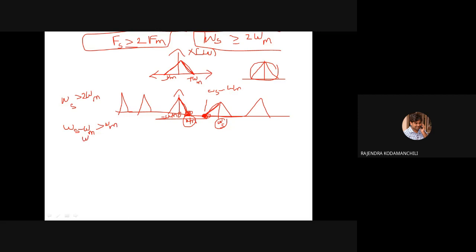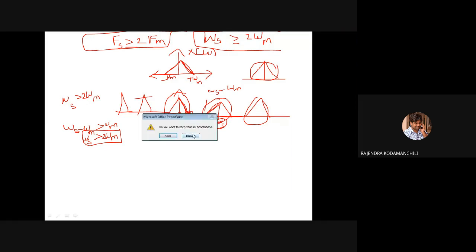Now omega s is greater than 2 omega m. In this scenario, what will happen? The original continuous-time signals are repeated again and again, and these signals are not overlapped. That is point number one.